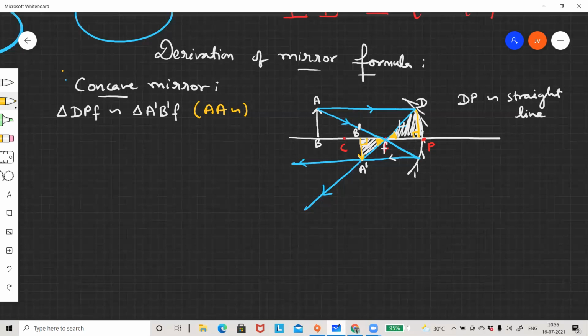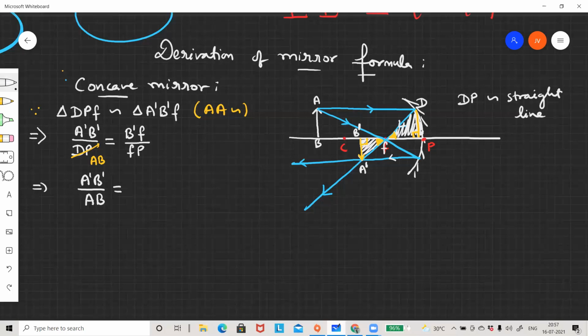So since those two triangles are similar, we will write that the corresponding sides are proportional. For congruent triangles, corresponding sides or angles are equal. For similar triangles, corresponding sides are proportional, corresponding angles are equal. Okay. So because the triangles are similar by the angle-angle similarity criterion, I will write the ratio with B prime F.